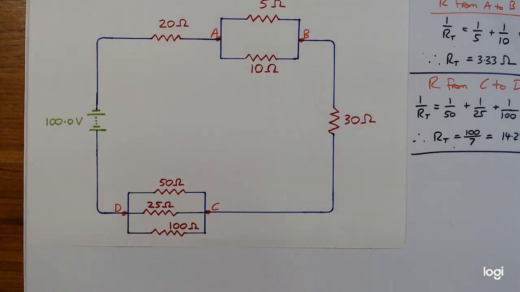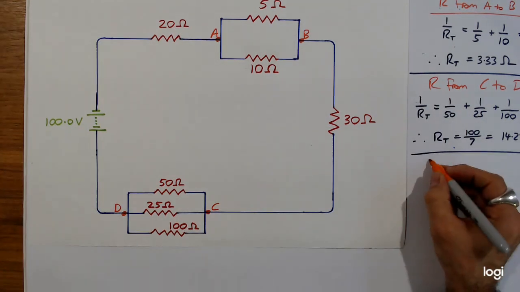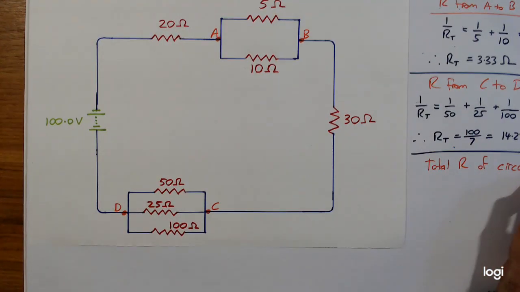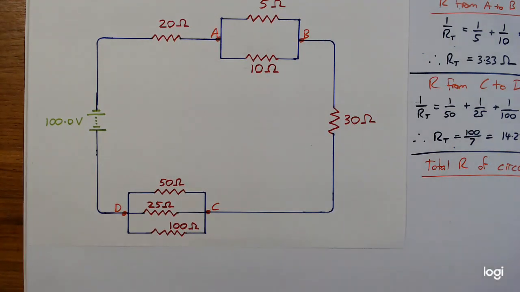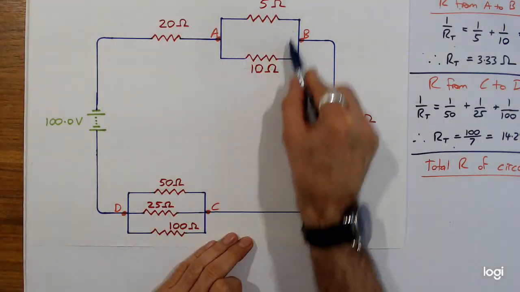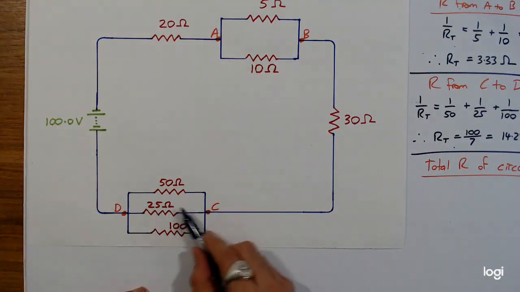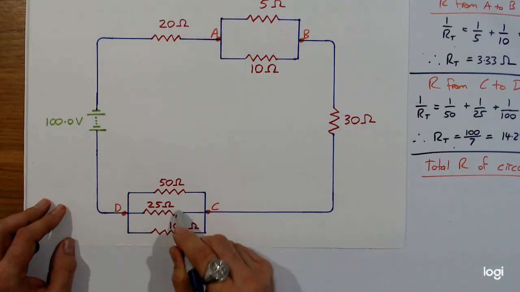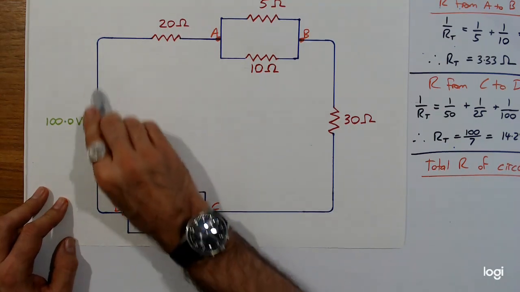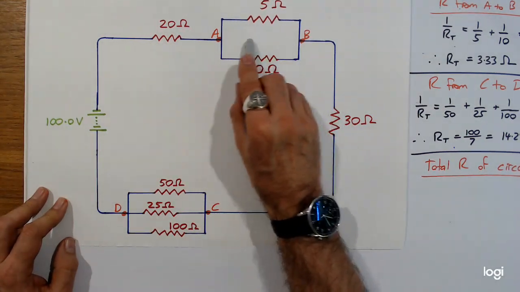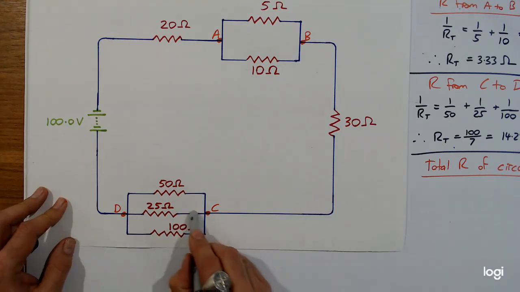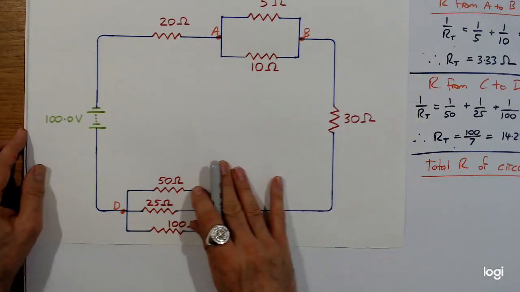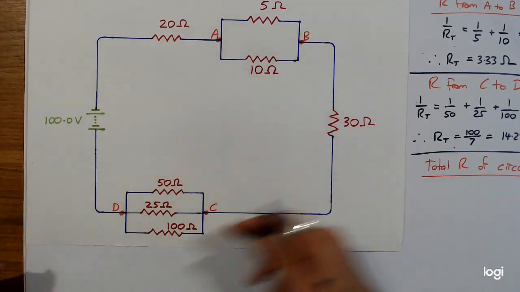So now we're in a position to find the total resistance of the whole thing. So total resistance of circuit. Now that we know that all of that is just 3.33 and all of that is just 14.28, we can pretend that this whole thing is that plus that plus that plus that in series, because they are. Right? Electrons have to go through this, they have to go through the 3.33, they have to go through this one, and they have to go through the 14.28. So that's series. So we can just add those four resistances up, and that's the total resistance of the entire circuit.